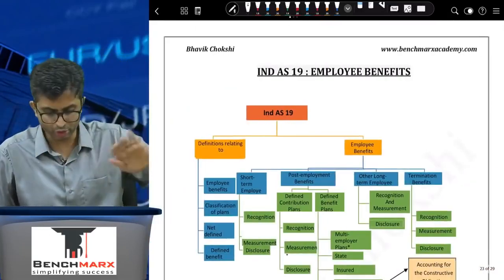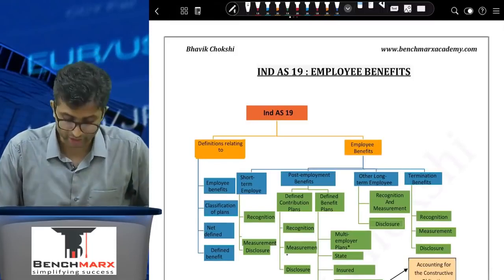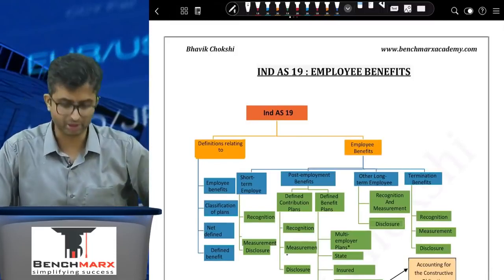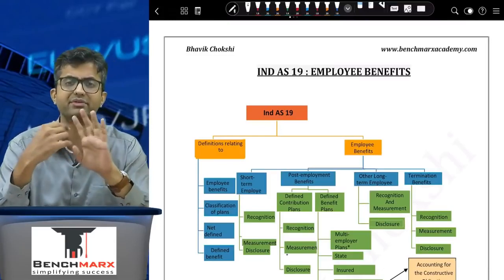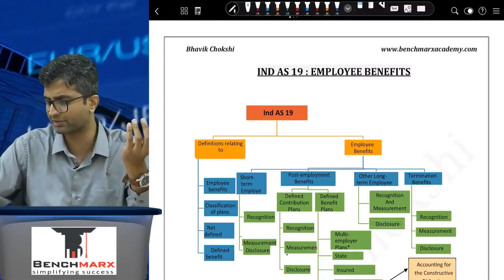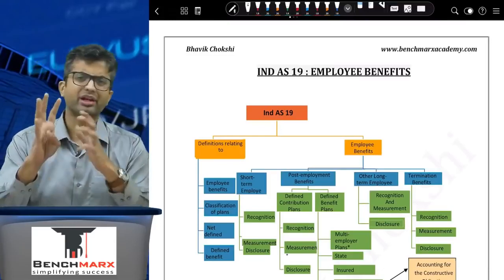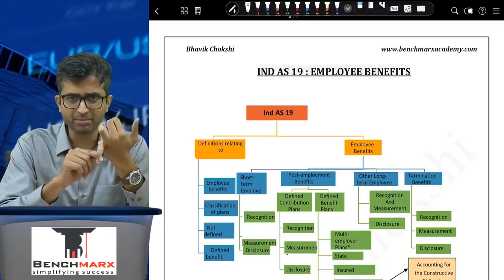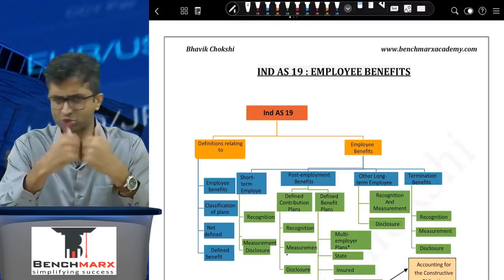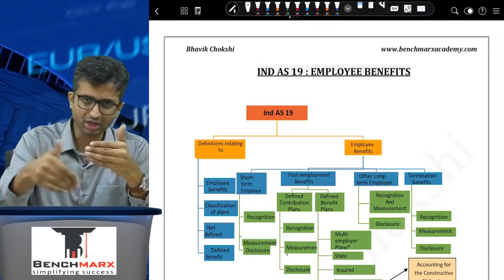That takes care of your module 2, and then a certain section of module 3, which is what we are trying to cover. Employee benefits. There are 4 categories of employee benefits. Short-term benefits, which is for a period of less than 12 months, are to be accounted as and when the services are rendered.